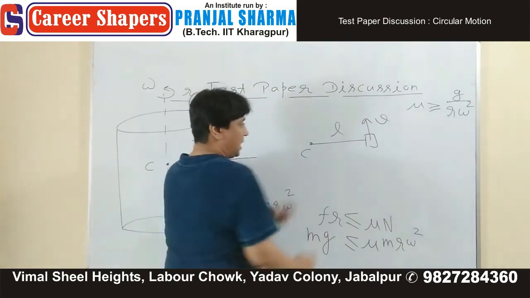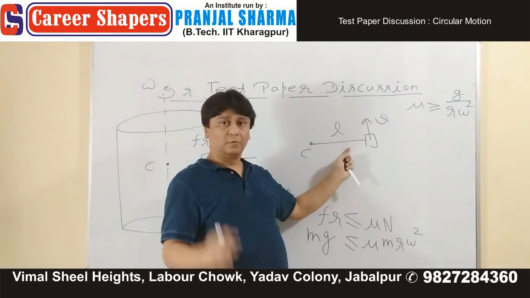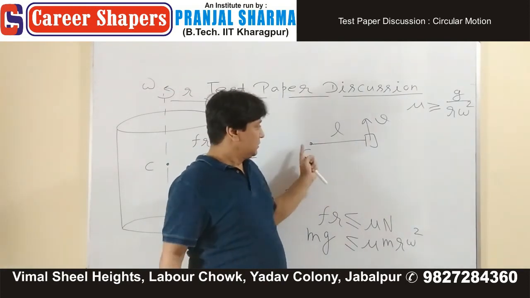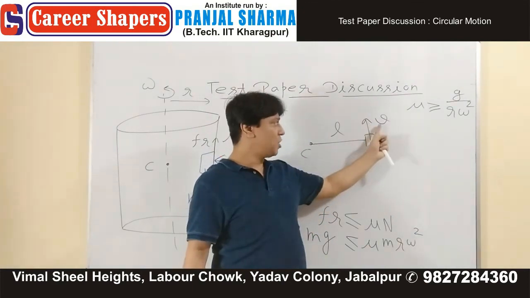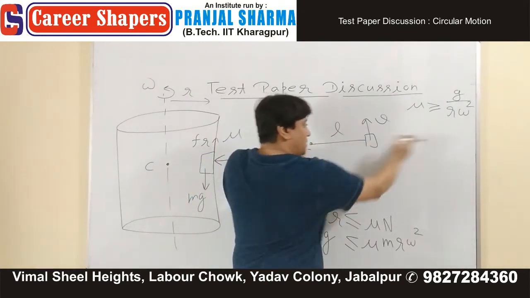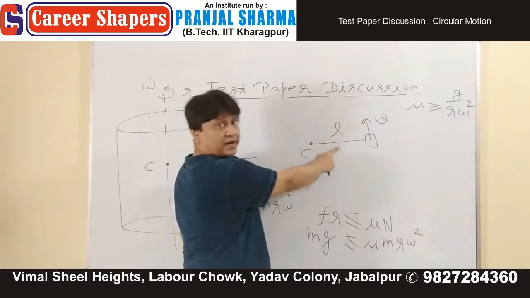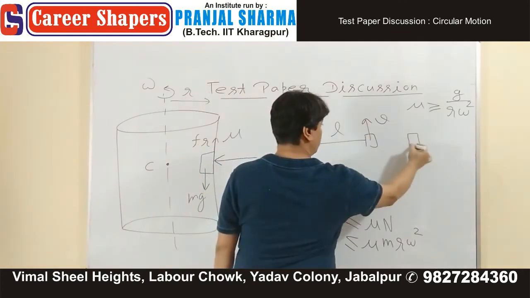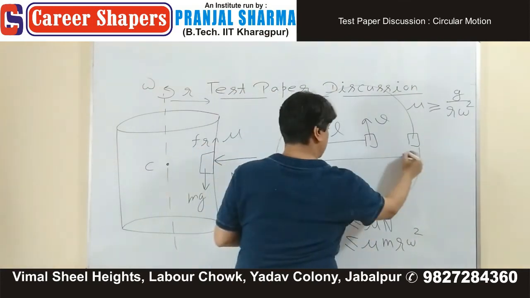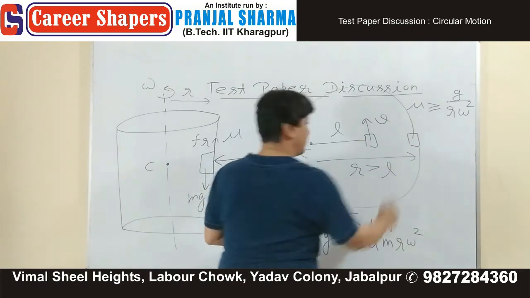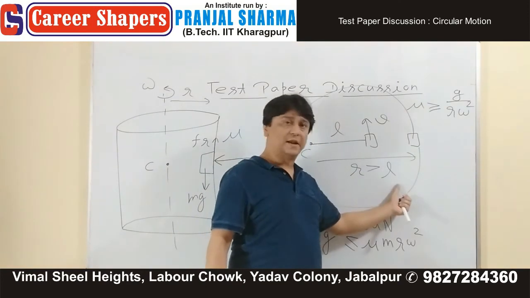Now, this is a rubber band, which is like a string. What difference does it make? This is the natural length, and the moment you move the object with speed v, this rubber band is going to stretch. So instead of moving in a circle of radius L, this thing is going to move in a larger radius circle. So this radius is R, which is greater than L.